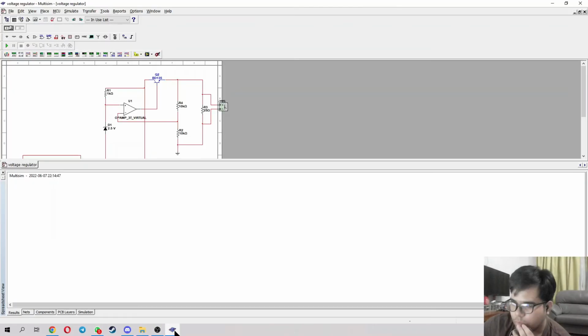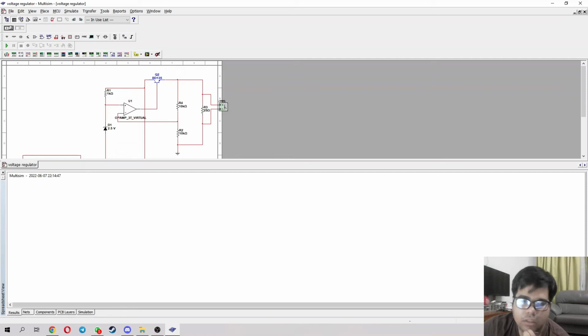My name is Darda Naufal, and today I want to present about the voltage regulator. I have been given the assignment to construct a voltage regulator. And what is a voltage regulator? A voltage regulator is a circuit that creates and maintains a fixed output voltage.